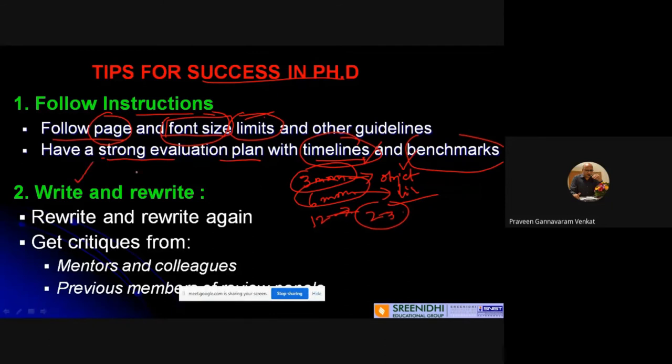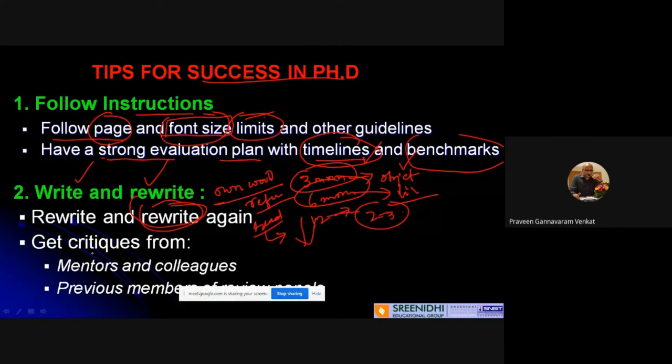Write and rewrite. Whatever you write, rewrite again, and we'll get the idea. You have to use your own words. When you are referring to the literature, their ideas should be written in our own words. Read the full paper, and then produce the crux of that particular paper, the summary of that paper, in our own words. Write and rewrite makes the plagiarism come down.